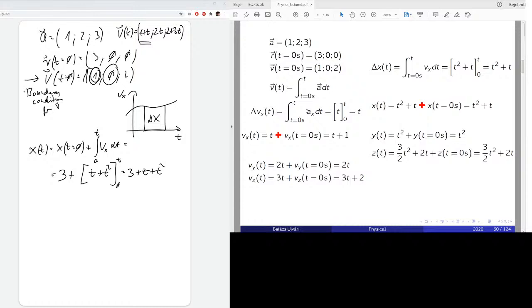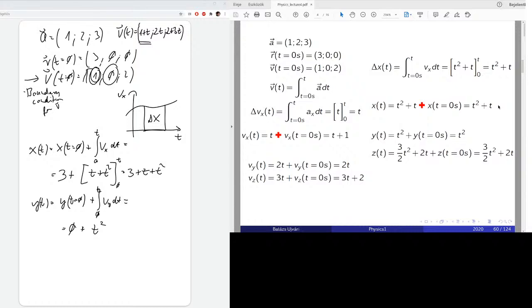The y(t) will be the y at t equals 0 plus the integral of Vy, which is 0 plus t squared. Let me check again. I think, yes, I missed the 3 from here. Alright.